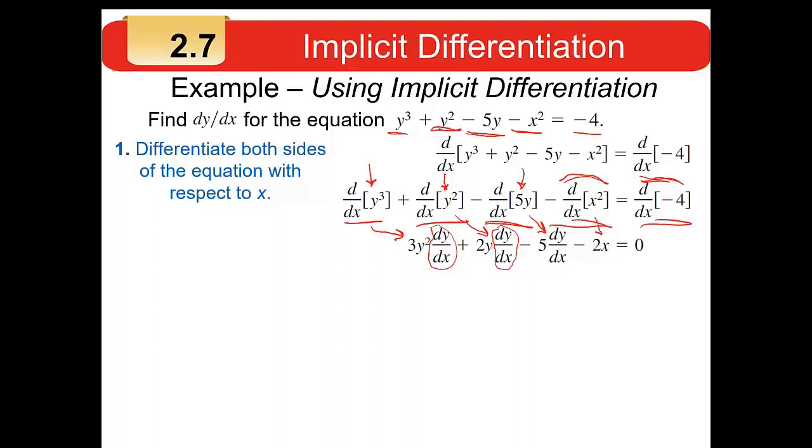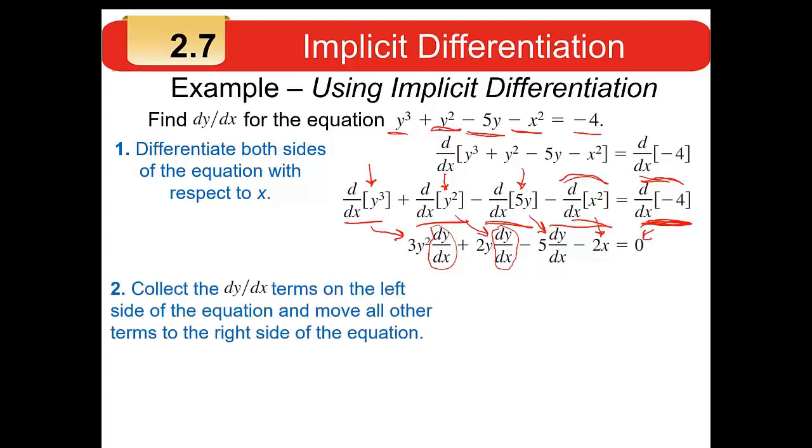When you do x squared, though, that doesn't have a y in it, so its derivative is just the ordinary derivative. Derivative of x squared is 2x. And of course, on the right side, the derivative of a constant is always 0. Step by step by step.